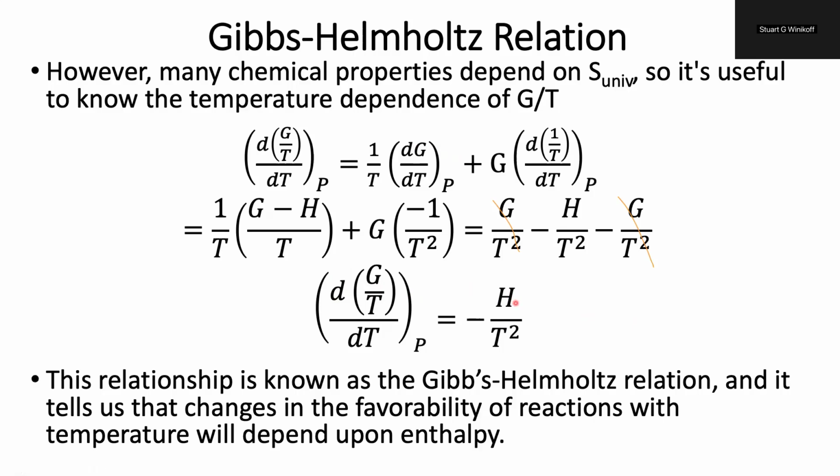And what it tells us is that when we're looking at how the favorability of a reaction or a phase changes with respect to temperature, what we're really going to be looking at is the enthalpy. And so again, the higher the enthalpy, the more favorable the system gets with temperature. And by more favorable, so the more positive the enthalpy, so again, the more endothermic the reaction is, the less favorable it will end up being.